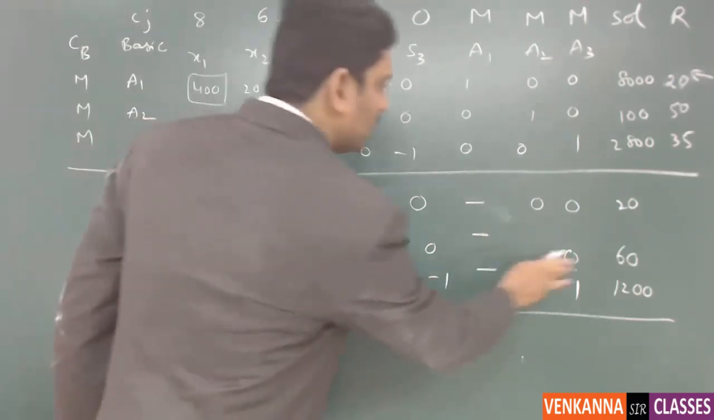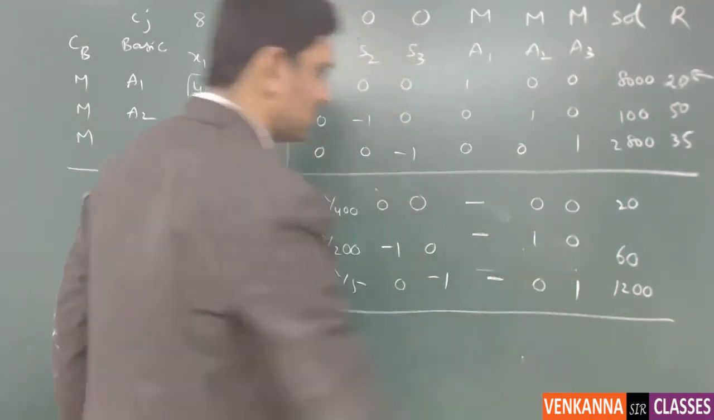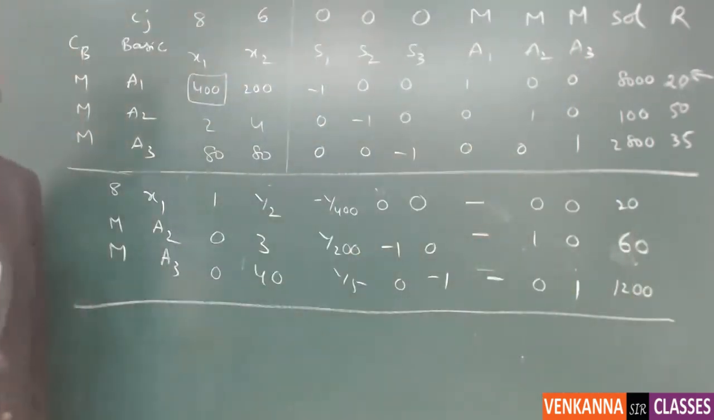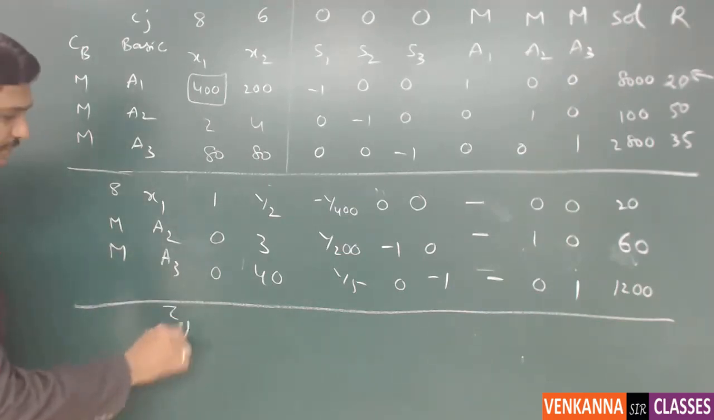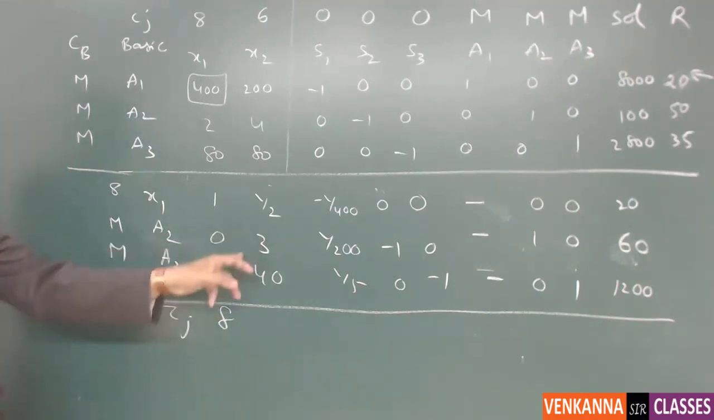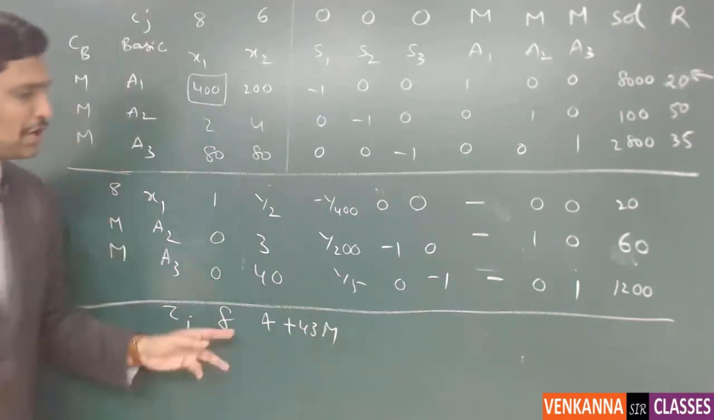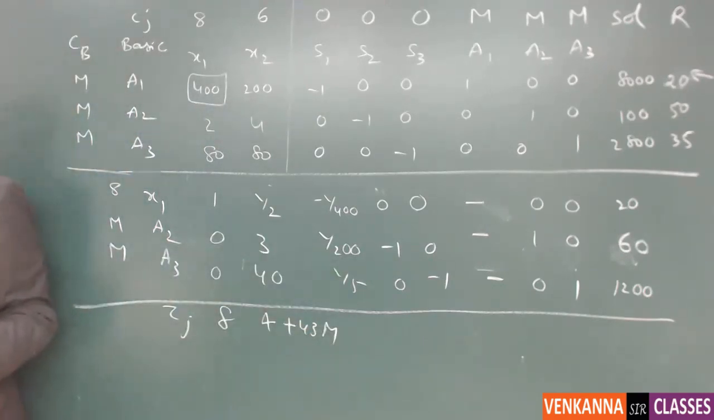I will write 0 here without any confusion. 1, 0. That's it. This will be dash. And this will be 60. So that alignment will be in good position. So if you calculate Zj values, it will be 8. It will be 4 plus 3M, 4 plus 43M. And you have other values like that you are going to get.